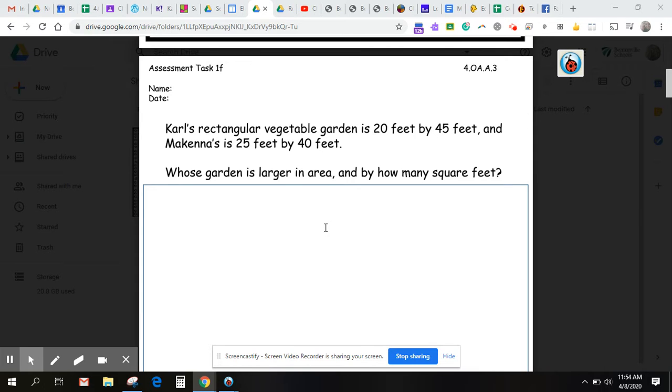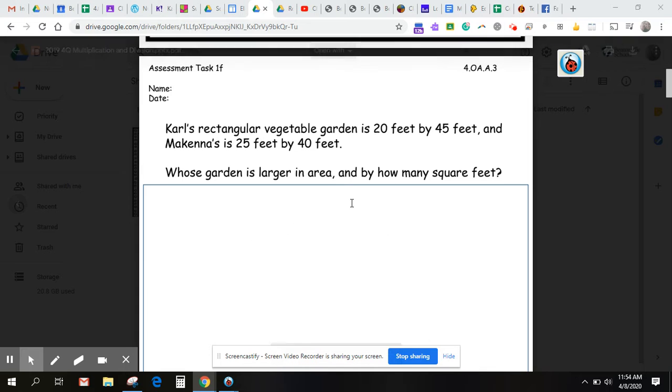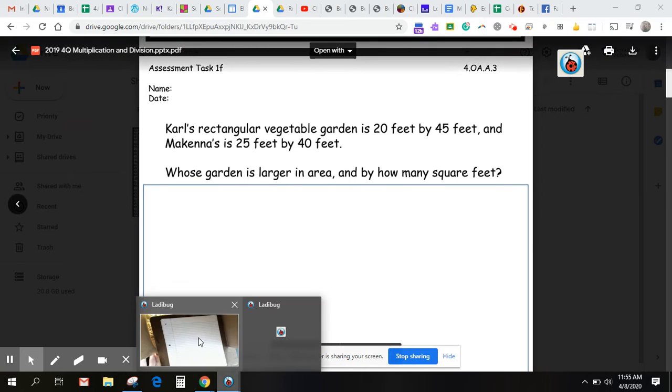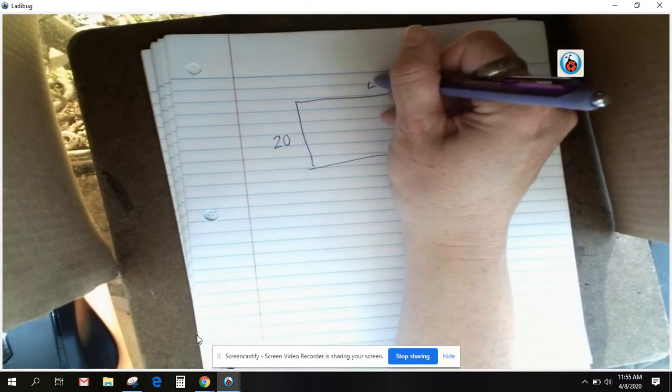So looking at this problem, Carl's rectangular vegetable garden is 20 feet by 45 feet, and McKenna's is 25 feet by 40 feet. Whose garden is larger in area and by how many square feet? So, the first thing we have to do is find the area of each one of their gardens. So, for instance, Carl's vegetable garden is 20 feet by 45 feet.